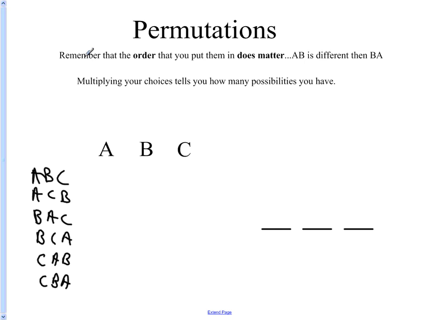Well, I think of it this way. There were 3 places for letters, 3 spots. This spot, and this spot. And for that first spot, how many choices did you have of letters you could have put there? 3. Then how many choices did you have for the next spot? 2. And for the last spot, 1 choice.